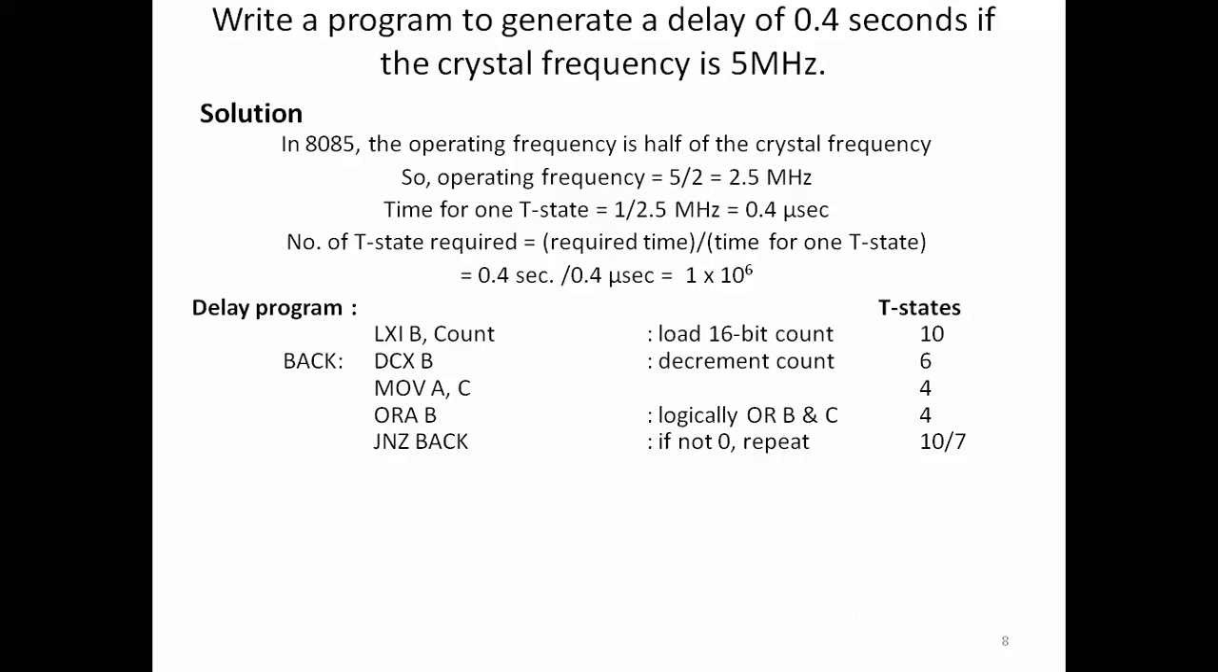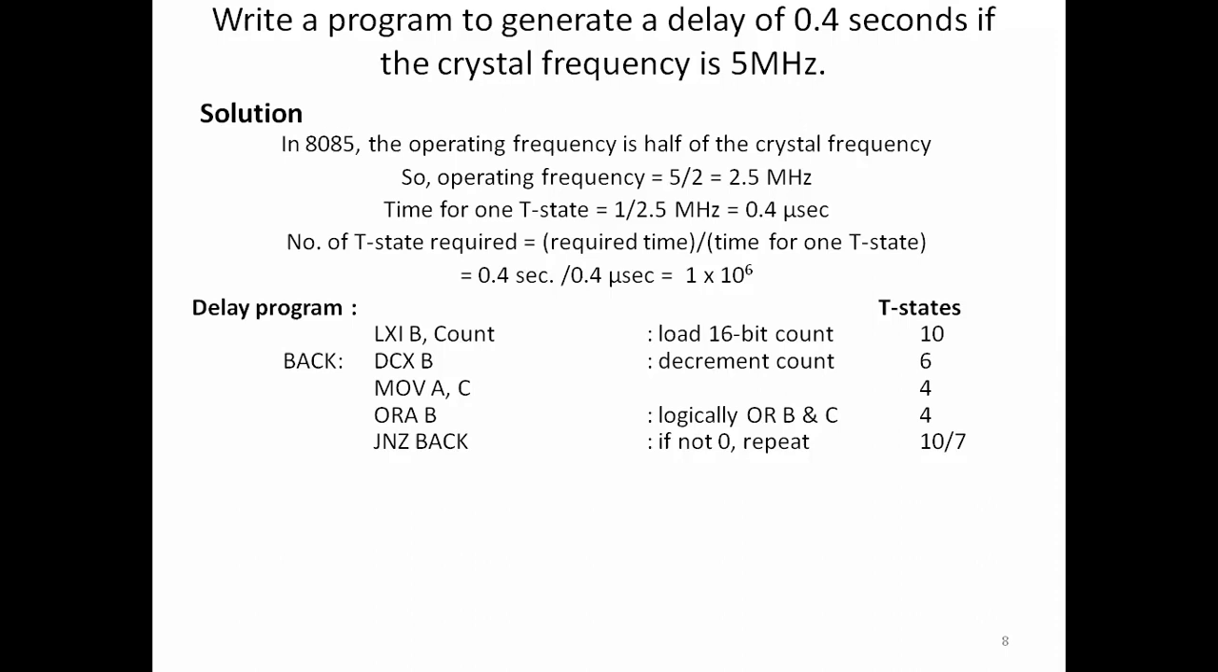Then the second instruction I have used is DCX B, which decrements the content of the BC pair by 1. Now, there is a difference between DCX B and DCR B. Whenever we write DCX B, we are considering B as a BC pair. Whenever we write DCR B, we are considering the B register as an 8-bit register. But whenever we write DCX B, it means we want the BC pair.